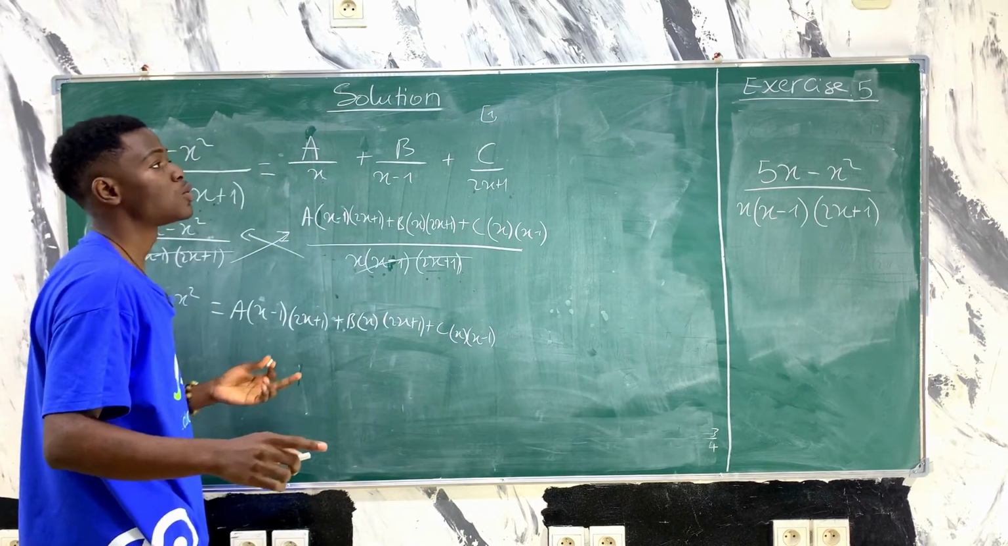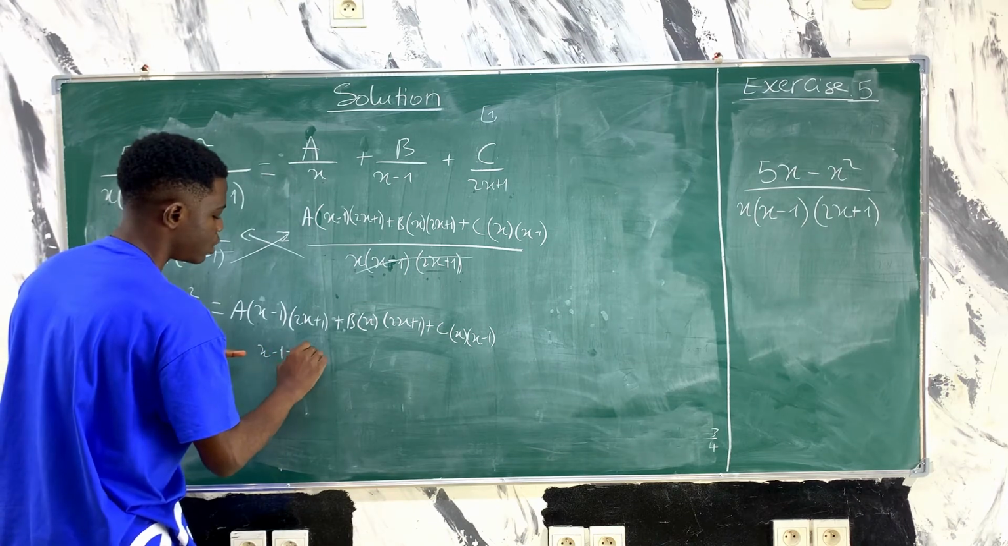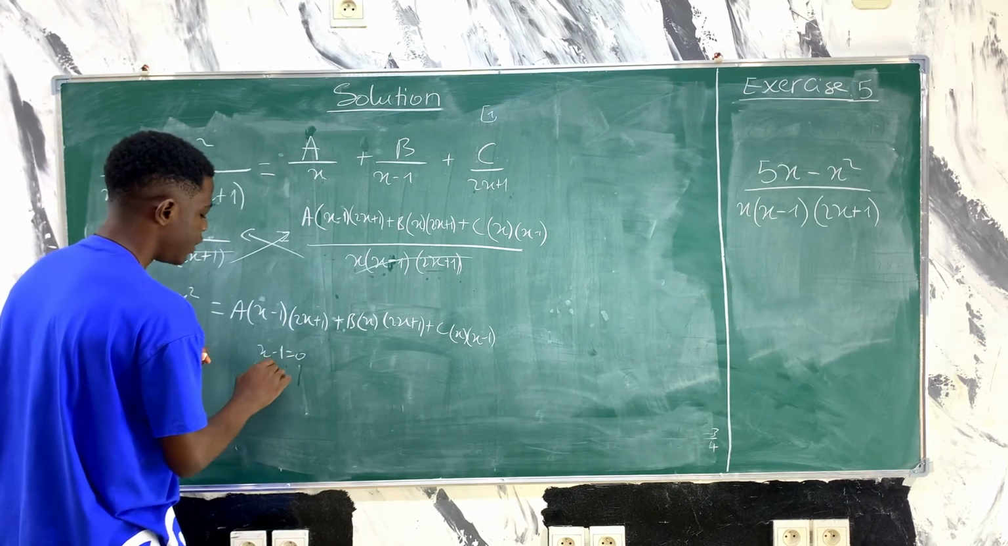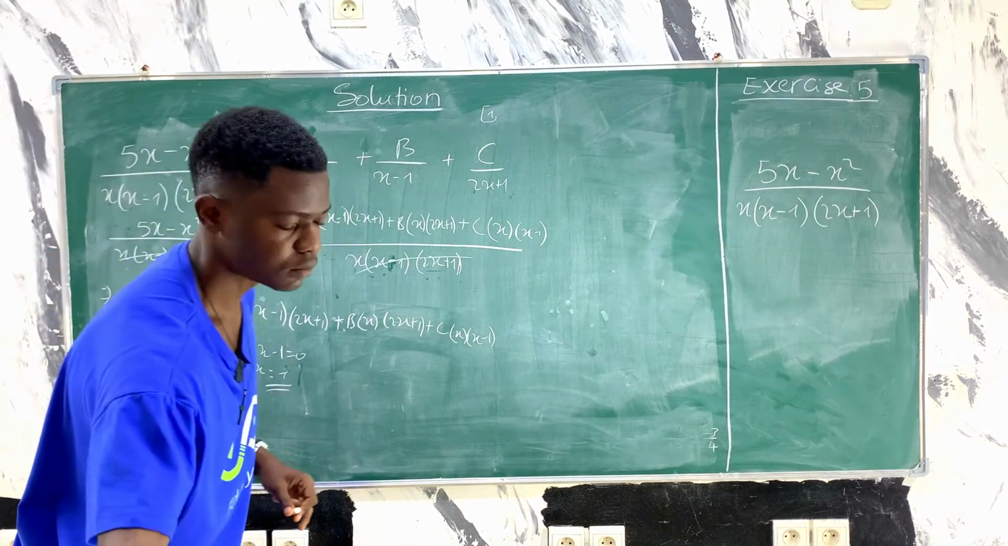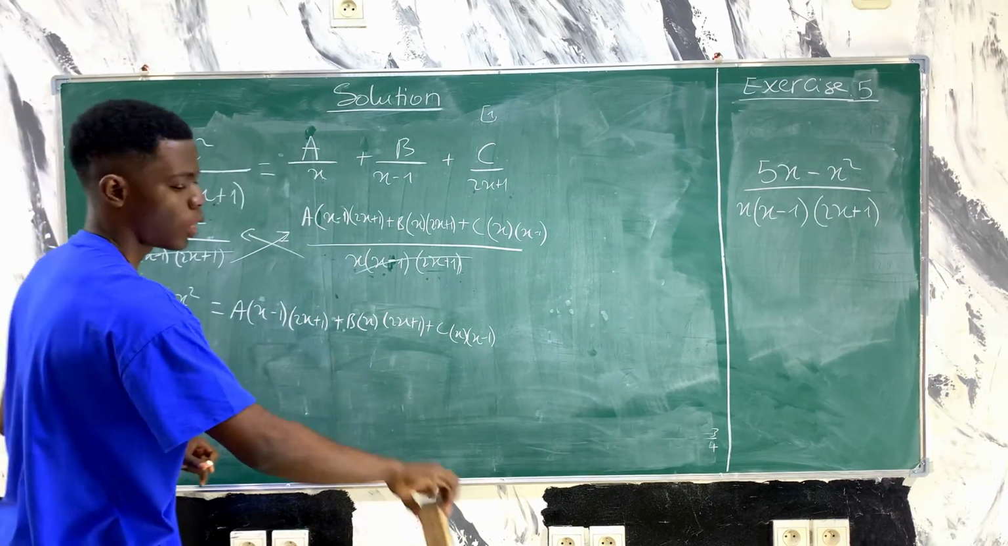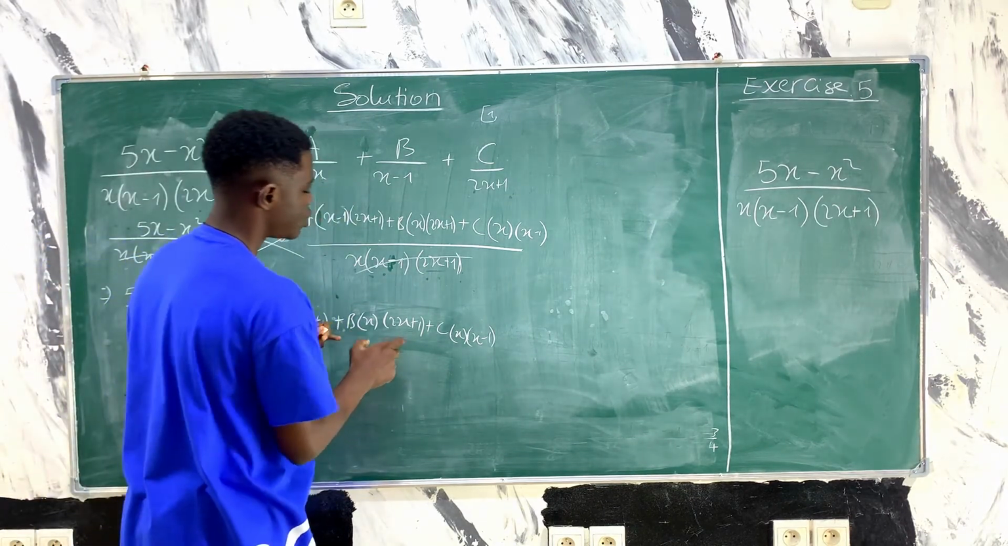If you don't know how to find the value, just equate this to 0. x minus 1, you equate it to 0 like this, and you find x is equal to 1. You replace your 1. So since this one is equal to 0 already, you go to the next one.